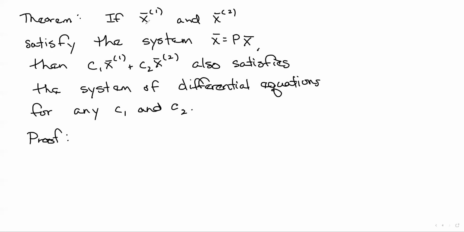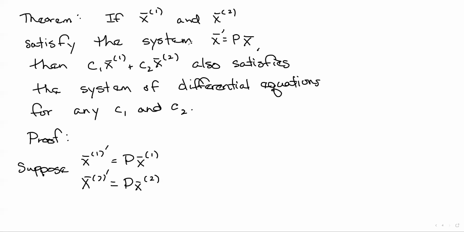The first part of the statement is that if these two things satisfy the system, that means if you took this and plugged it in, it works, and the same for the other. So we can start off by assuming those are true. Let's suppose x1 prime equals Px1 and x2 prime equals Px2. So we've assumed that both of these satisfy the system, which means we could plug them in and they make the system true.